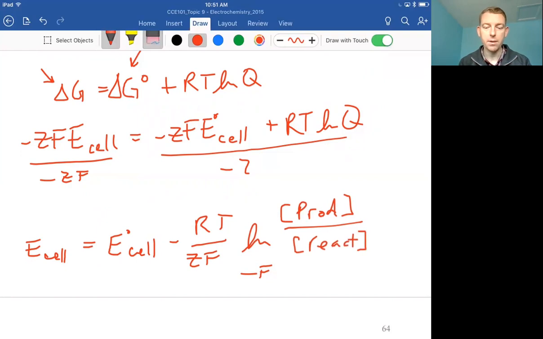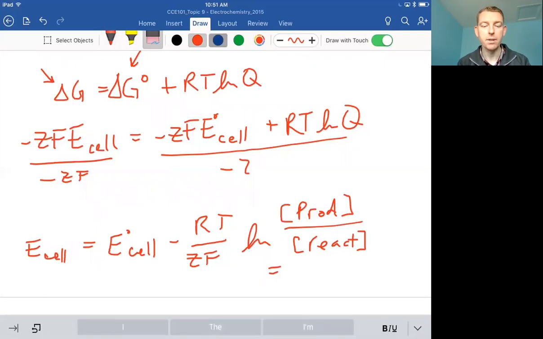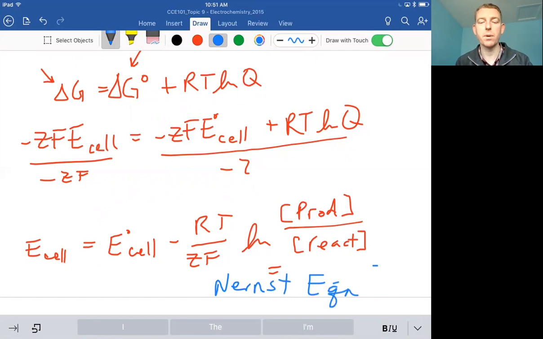Okay, and I'll just get this out of the way. And this relationship that we've now laid out, this is what we're calling the Nernst equation. So the Nernst equation is what's going to let us determine the cell potential under non-standard conditions.